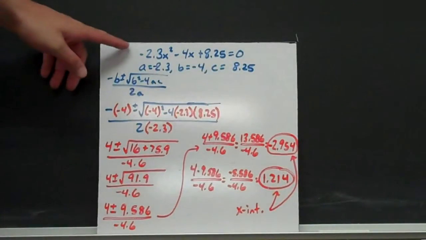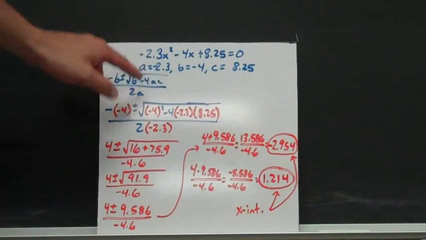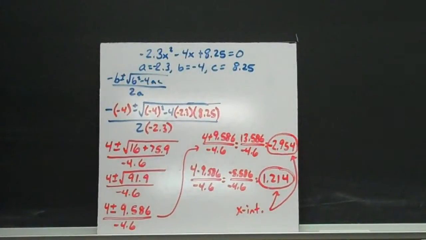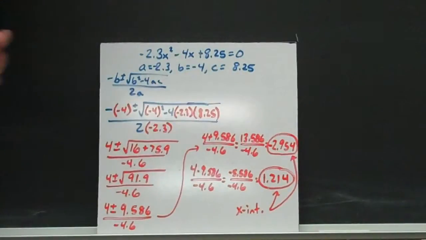So the first thing we do is we identify A, B, and C. In this case, A is negative 2.3, B is negative 4, and C is positive 8.25. Notice I have everything on one side, it equals 0, and I've written everything in the correct order. X squared, then X, then my constant term.